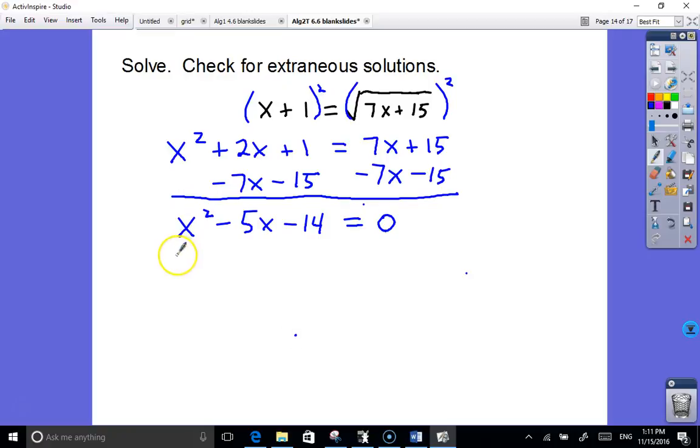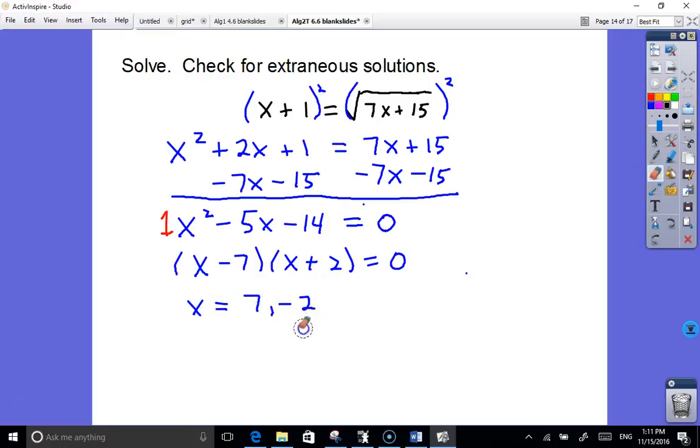So let's see, this thing factors as x minus 7 times x plus 2. That's a one step, because that is a 1 right there. You don't want to make that into like the 4's middle, split the middle term, group. You don't want to go through all that. Okay, now what are the solutions? 7 and negative 2. Okay, but now we have to check.